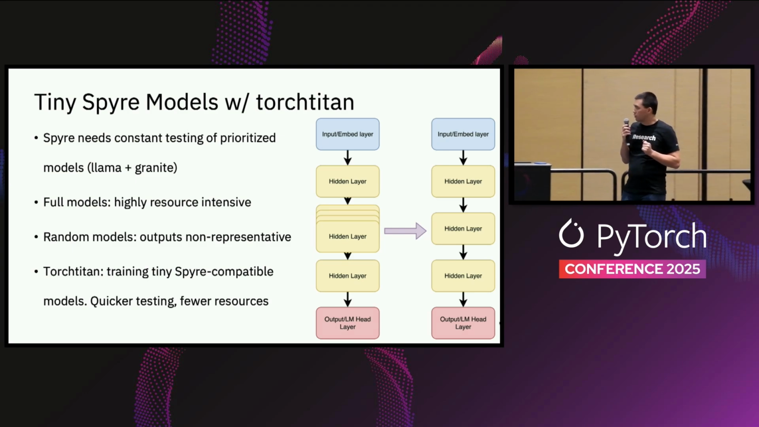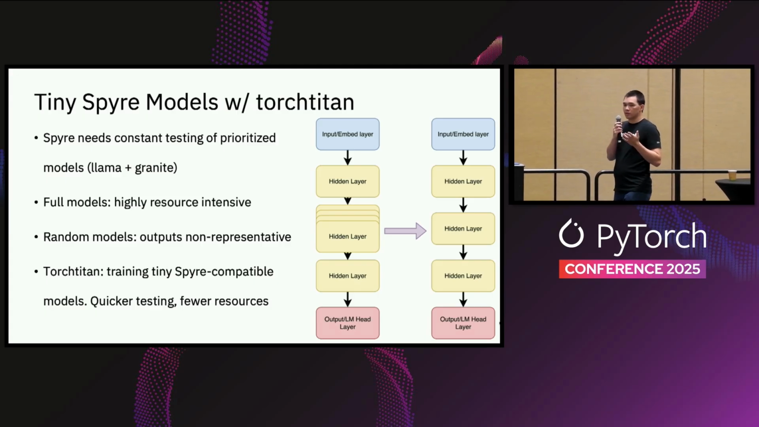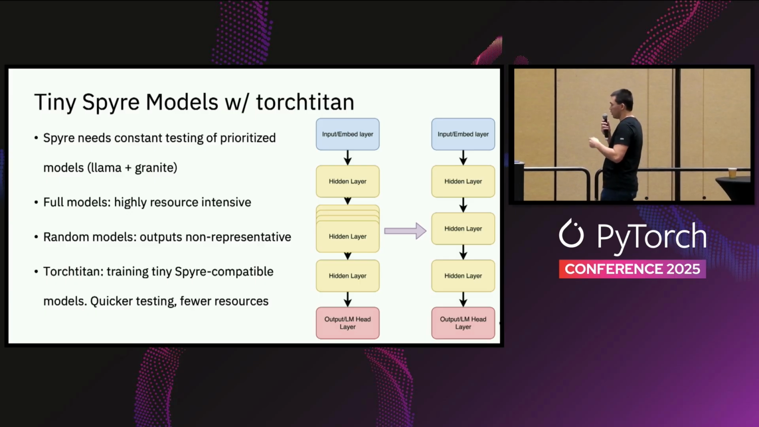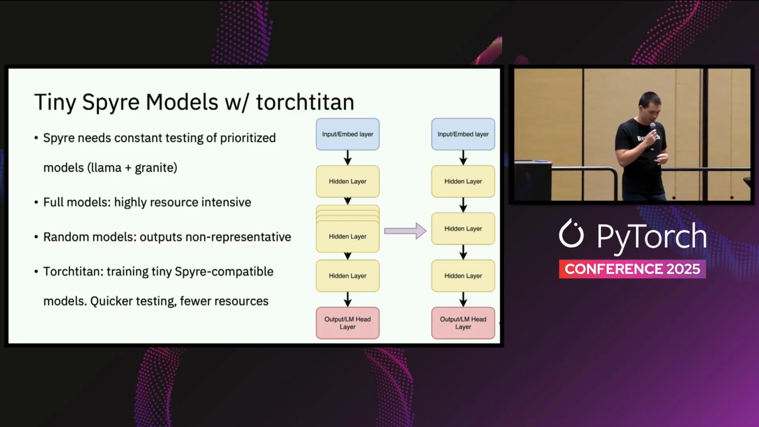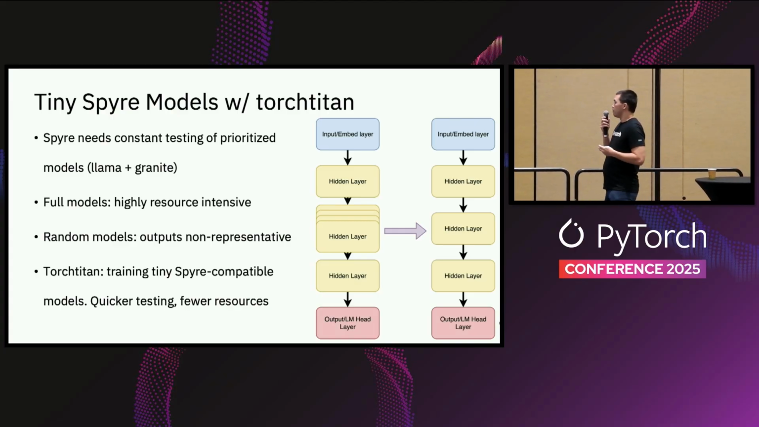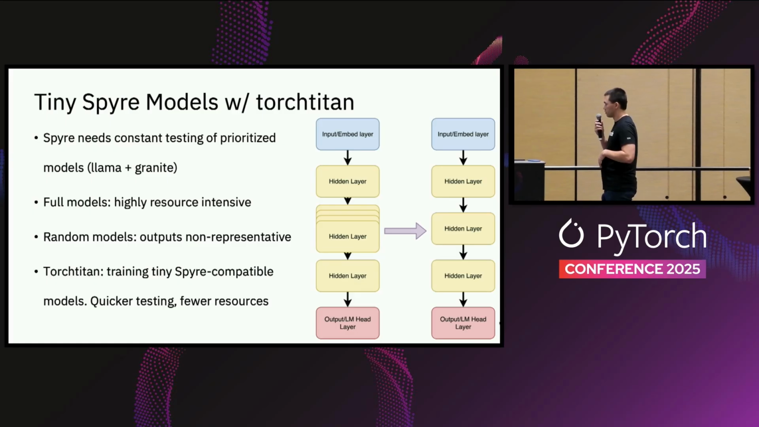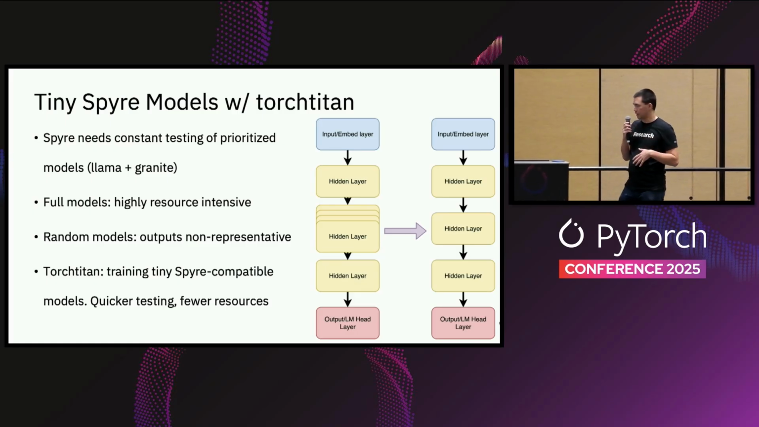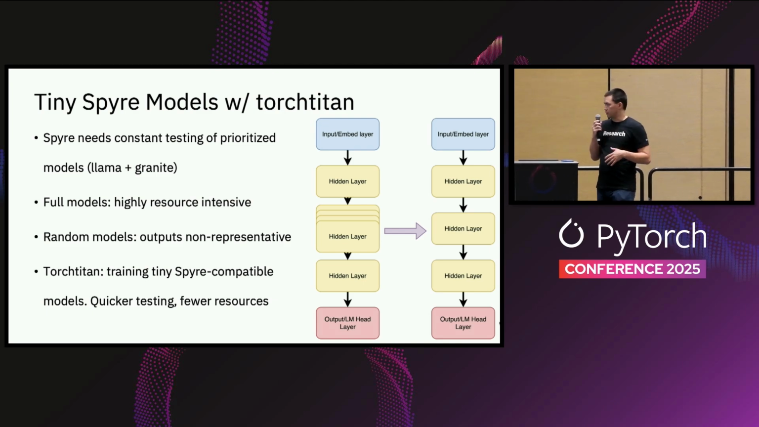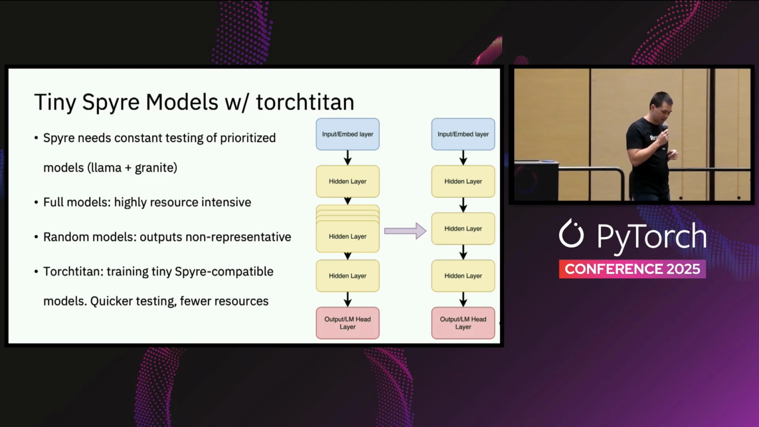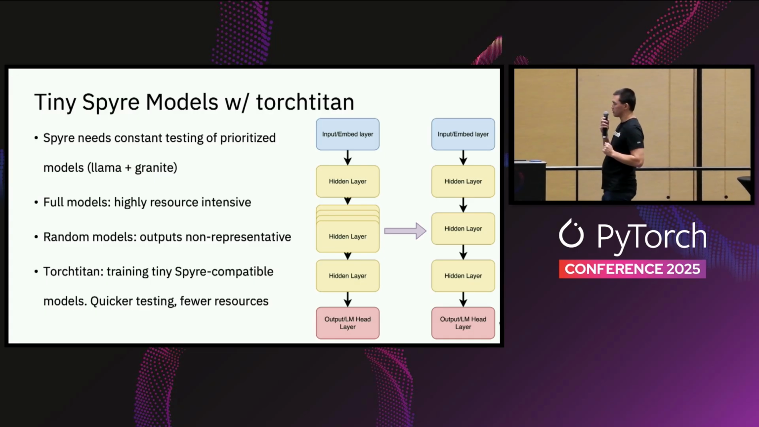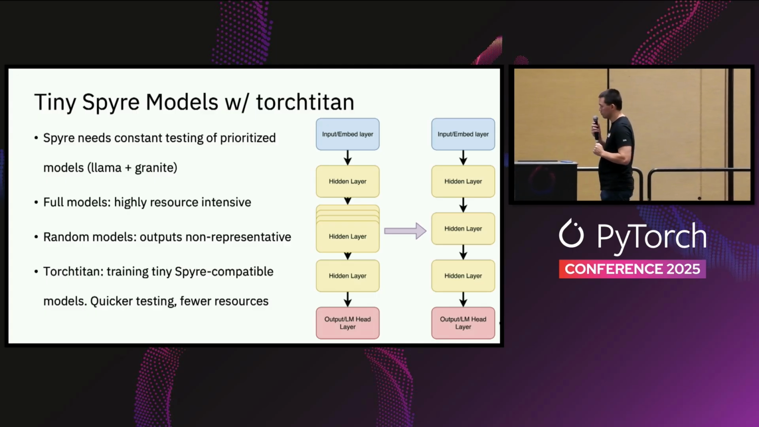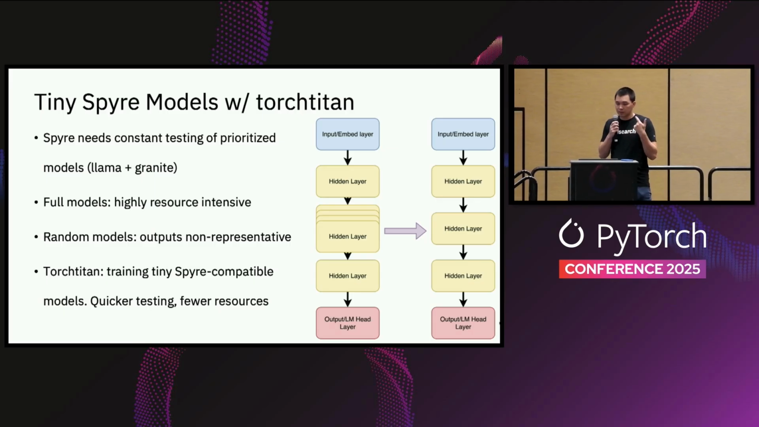What is more useful is to have essentially truncated versions of that model. Instead of having all 28 layers, however many, you just have a few. The tensor shapes are the same size, so it is a real proper test of the Spyre hardware. But you also can't just use random models. If it's a random model, it's just not representative of what the actual models will do. The numerics are different, the distributions are different. And so you need tiny models for this kind of testing to really capture everything you'd want. And so we're using TorchTitan to build these tiny models.